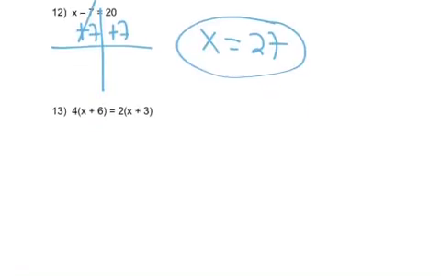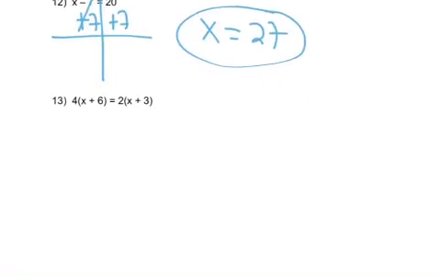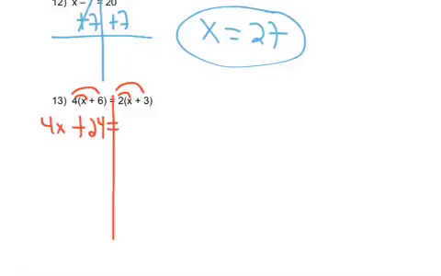Now it's going to start to get a little bit more steps to it. We're not even going to say complicated, just a few more steps added to the mix. So the first thing I would do here is distribute. So 4 times x is 4x, plus 4 times 6 is 24. On the other side, 2 times x is 2x, and 2 times 3 is 6.